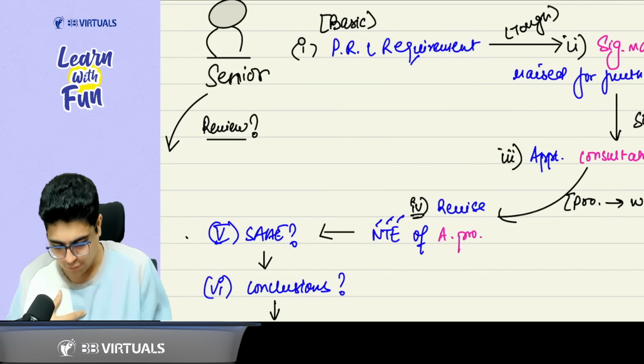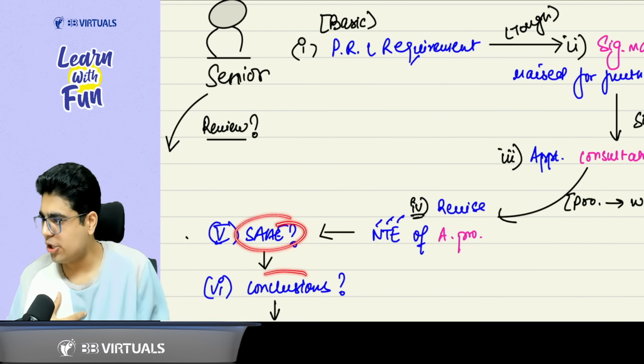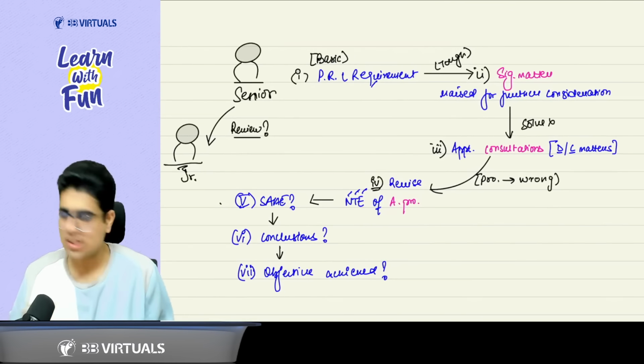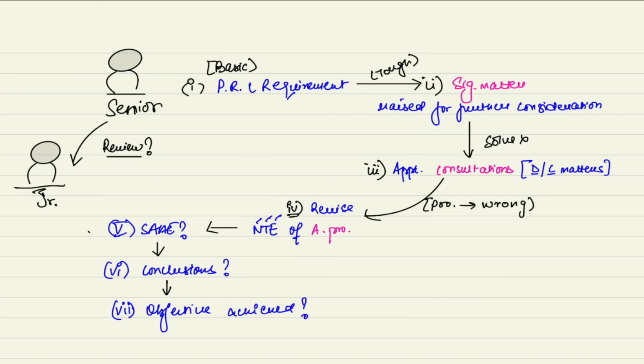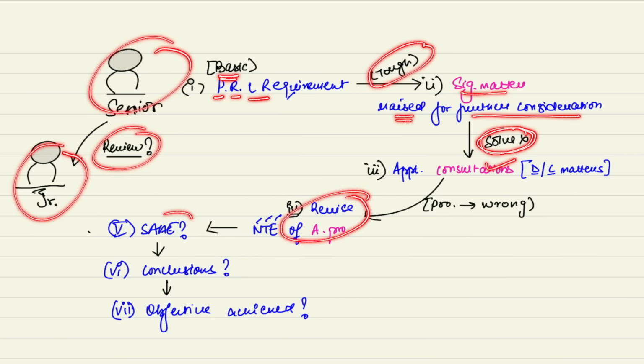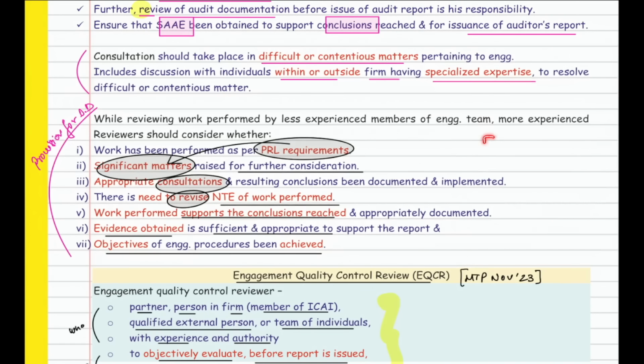When you perform the procedure, what do you get? Sufficient and appropriate evidence. What do you draw? Conclusion. And lastly, objective achieved. So just remember, you just need to go with the flow. Whenever a senior is reviewing the work of a junior, first of all, he will check the compliance with basic requirement, that is professional standards, regulatory, legal requirement. If the junior found something tough, significant matters are raised for further consideration. If even the senior is not able to solve, take consultation. Revise the audit procedure, evidence, conclusion, objective achieved. So these are the same points which are given here.